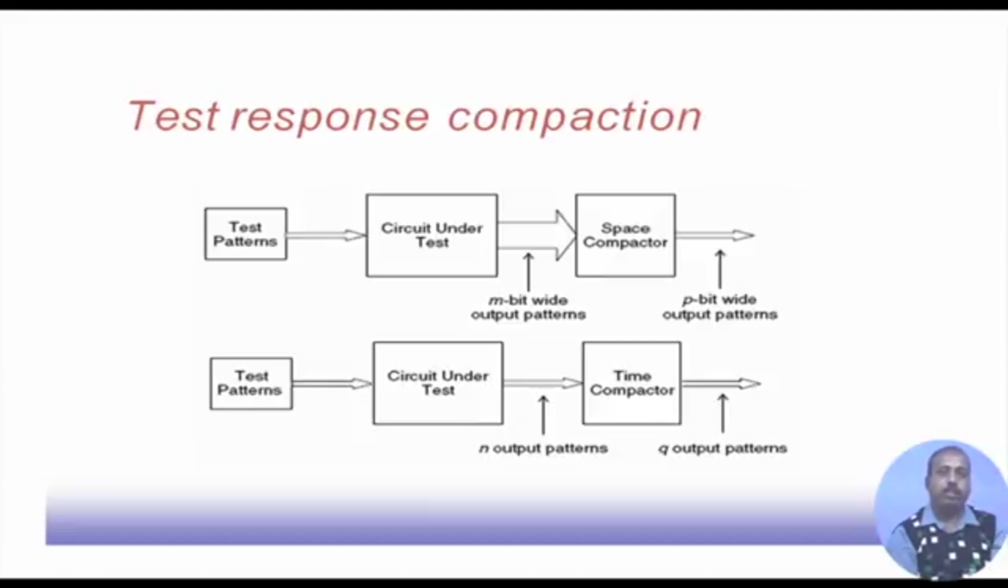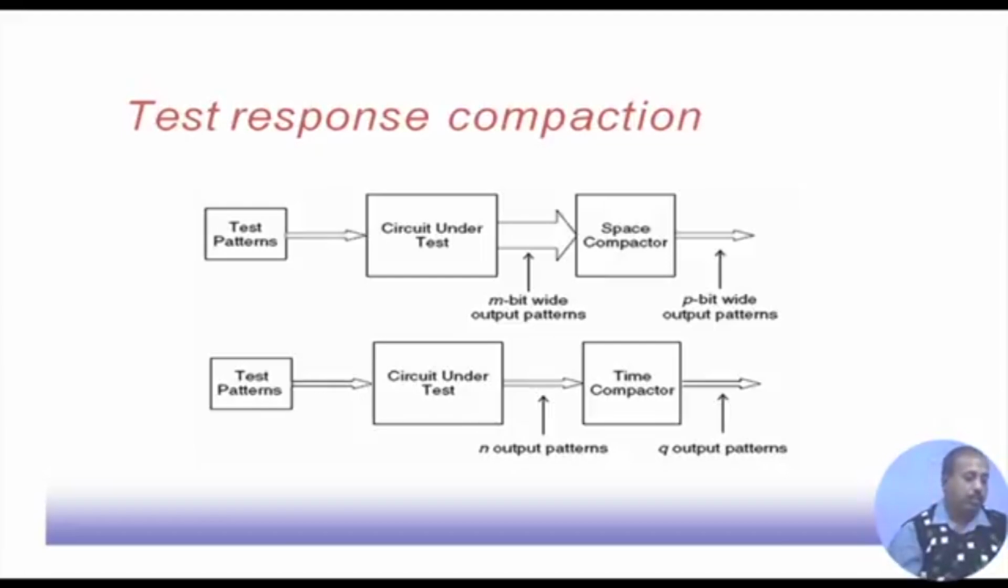then many of the outputs are not contributing in the signature part. So, normally we put some network there. The space compactor is a network which will be combining the responses, and it is an M to P circuit, M input P output circuit. What network we put inside will decide the quality of the space compactor.